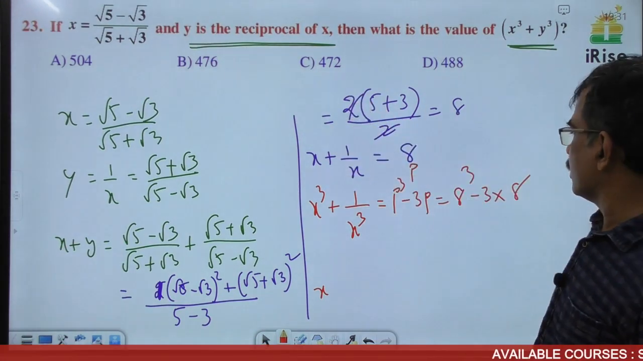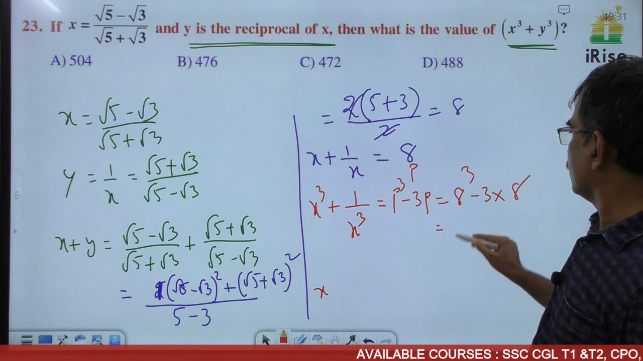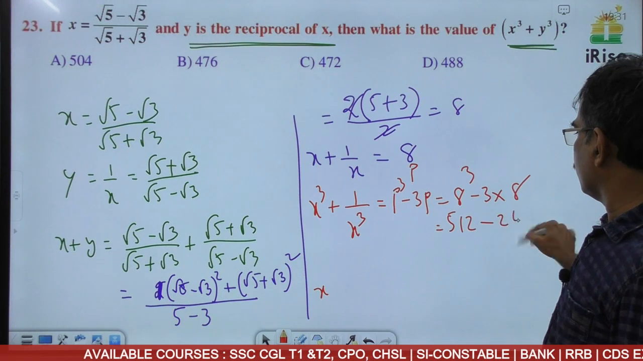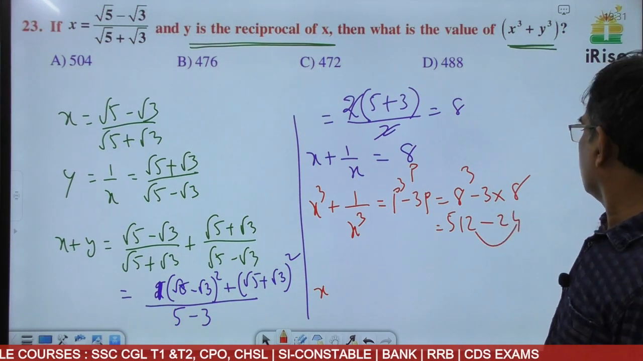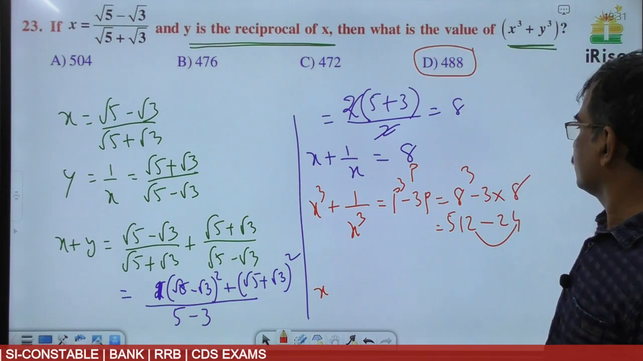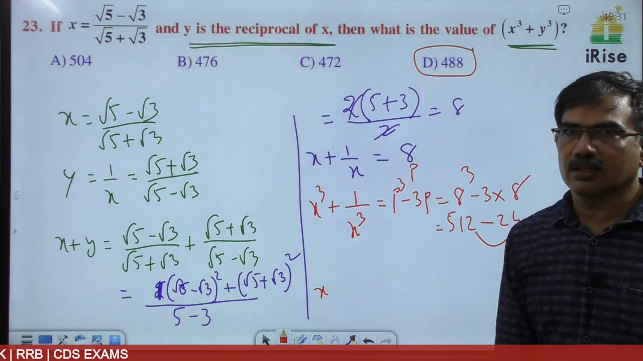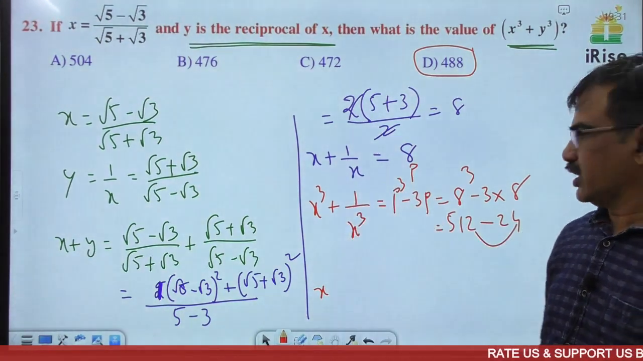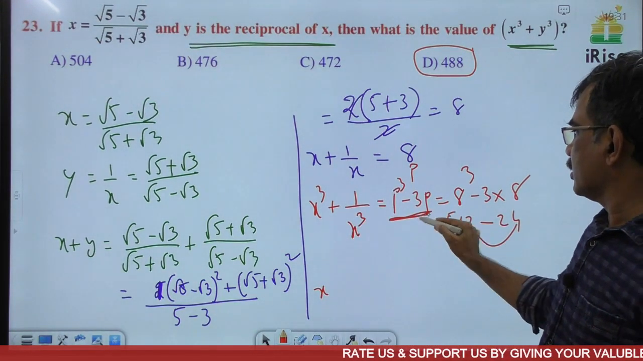Here the units places are different. 8 cube, okay, what is 8 cube? 512 minus 24. 12 minus 4, 8. Units place must be 8. Answer is 488. Okay. If x plus 1 by x is p, x cube plus 1 by x cube is equal to p cube minus 3p.